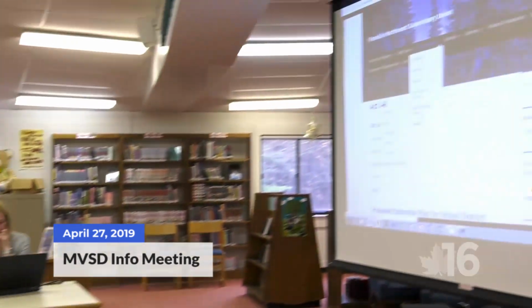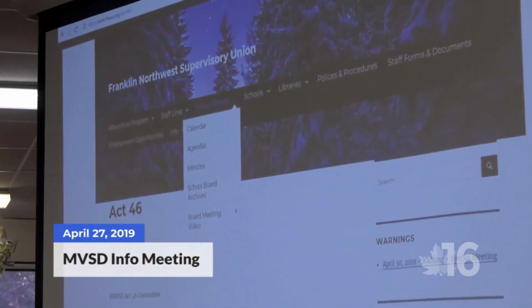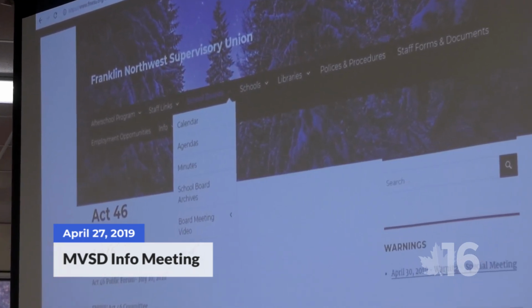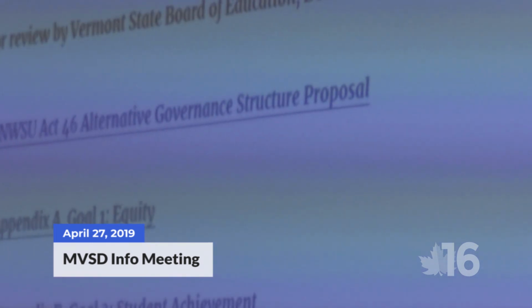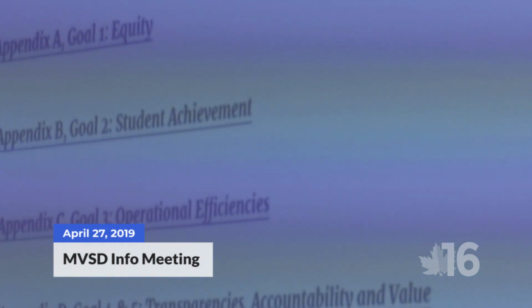I think it would be easier to find them on our website. I went to the other one to find them. There's an Act 46 section. If you go to our website at www.fnwsu.org and then go to school boards, there's an Act 46 link at the bottom. I think that's where most of the information is. Can you check? I'm there right now. You would have to tell me which. I'm looking for the state default articles. I need a state default article agreement.